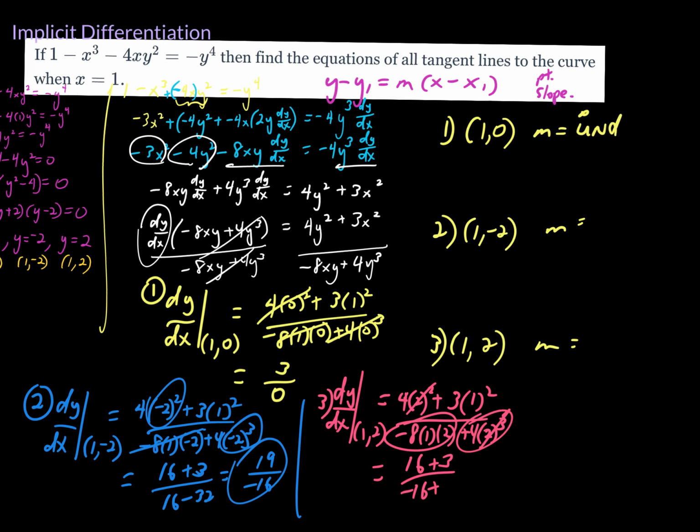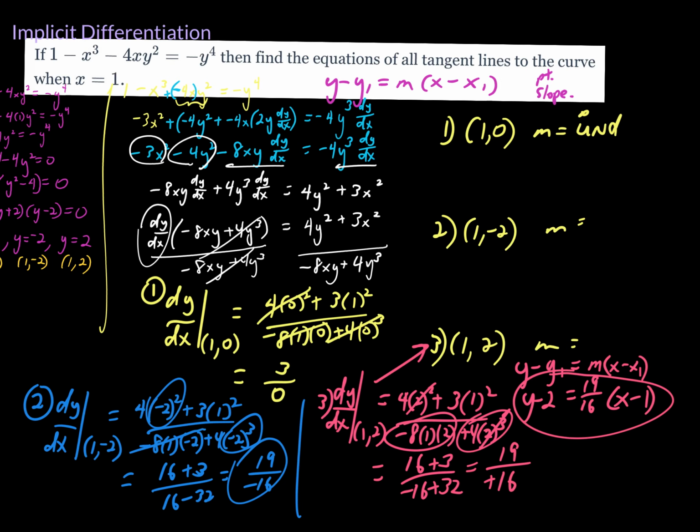8 times 4 is a positive 32, which means we get 19 over a positive 16. Okay, so here, let's go back. So now this one right here, number 3, this is the one we just did. This is y minus y1 equals m times x minus x1. Well, we now know that it's going to be y minus the y value. We know that the slope is 19 over 16, and the x value is 1, so it's x minus 1.